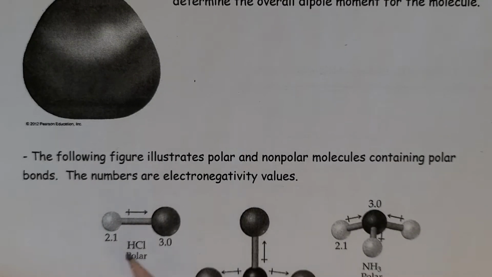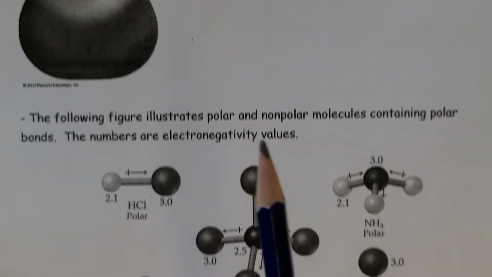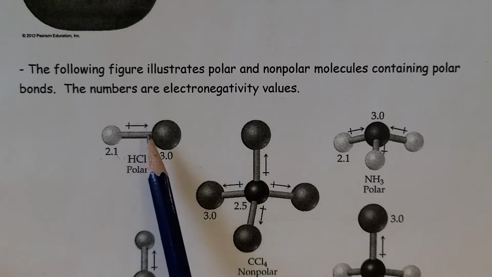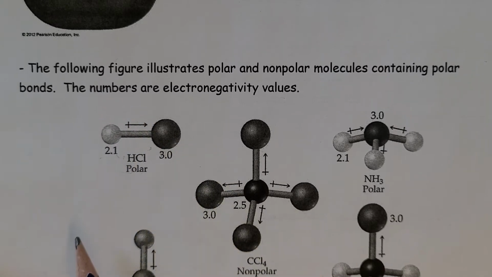Now, the following figures illustrate polar and nonpolar molecules containing polar bonds. The numbers are electronegativity values. So here, we just have two atoms in this linear structure. Of course, if I subtract that, I get 0.9. So that is a polar molecule. There is a pull in a particular direction.